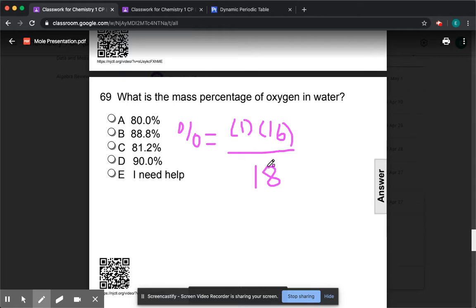Off the top of my head, I do not know what that answer is. I can't do that calculation in my head. That's 8 over 9. It's going to be less than 90. I believe it's B, because 9 out of 10 would be 90, and it's going to be a little less than that. I'm thinking it's B. But plug into your calculator 16 divided by 18 and you will get your final answer.